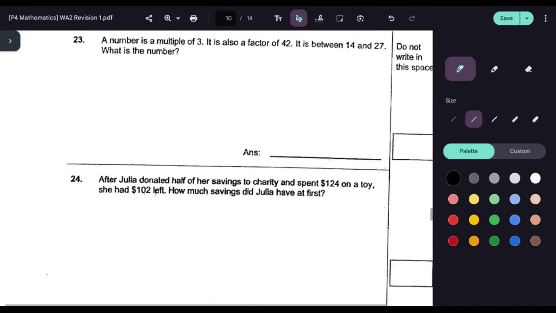Next, a number is a multiple of 3, is also a factor of 42, is between 14 and 27. What is the number? Okay, firstly, factor of 42, 1 times 42, 2 times 24, and multiple of 3, we have 3, 6, 9, 12, 15, 18, 21, 24. Okay, so the answer will be 24.